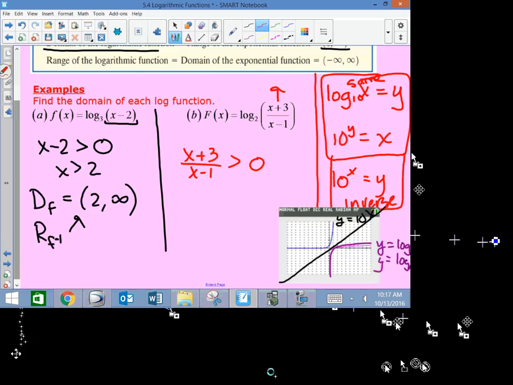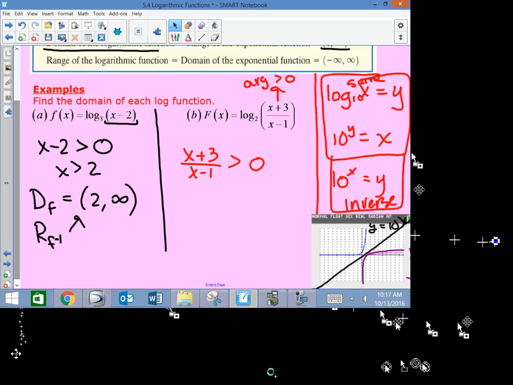Okay, this has to be greater than 0. All right, that's how we figure out the domain. Now, I don't know about you, but that makes me think of last chapter. How did we do a rational function inequality? Because that's what we're doing. That's not just part of this problem.